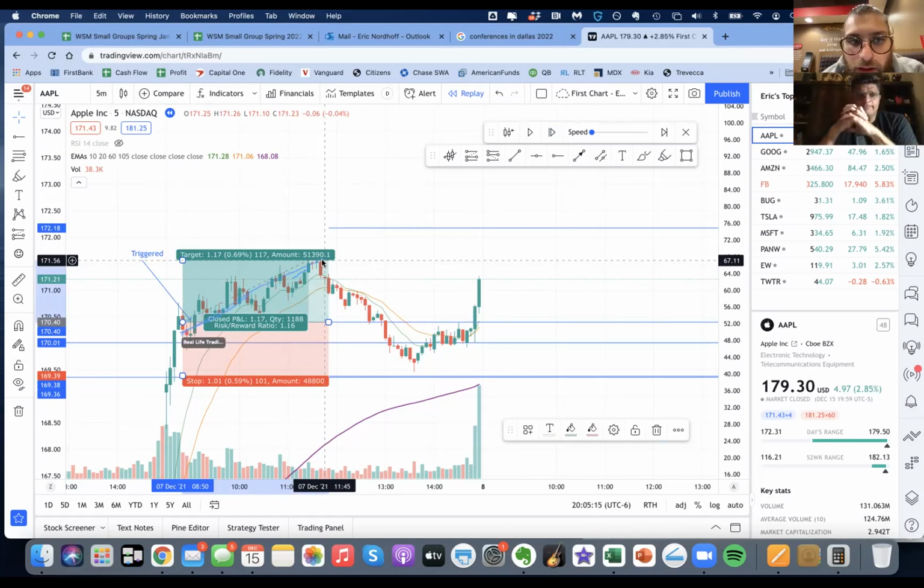Right, and your target was up here. It didn't quite get there. It did get to 1.16. Got it. But you didn't take it there, because your target was up here, so it never hit your target. Then it came all the way down here and it didn't hit your stop. And then it came all the way back up here.